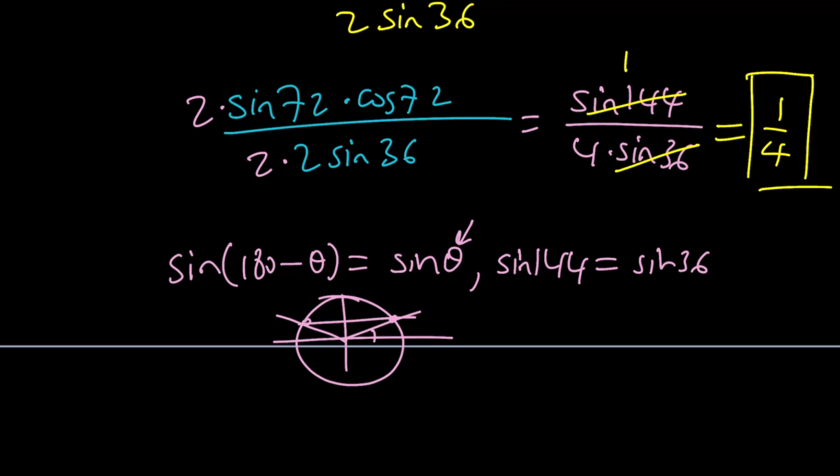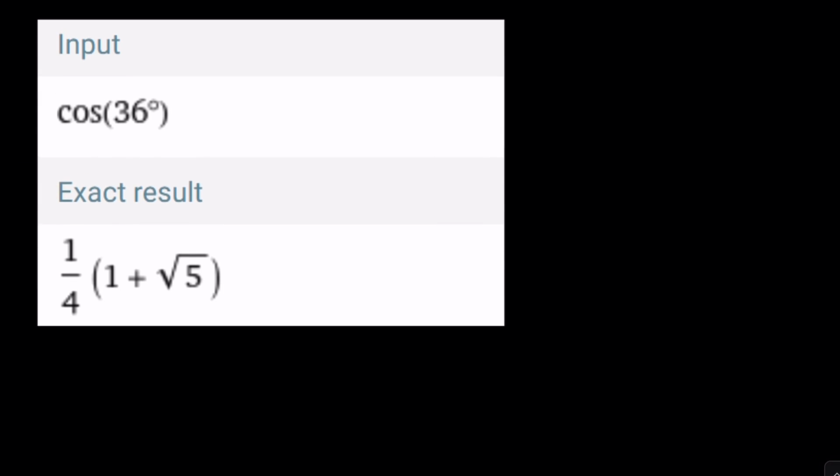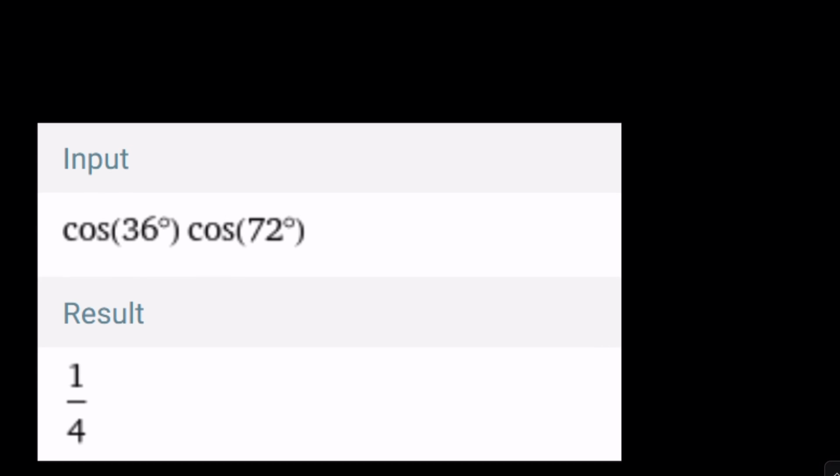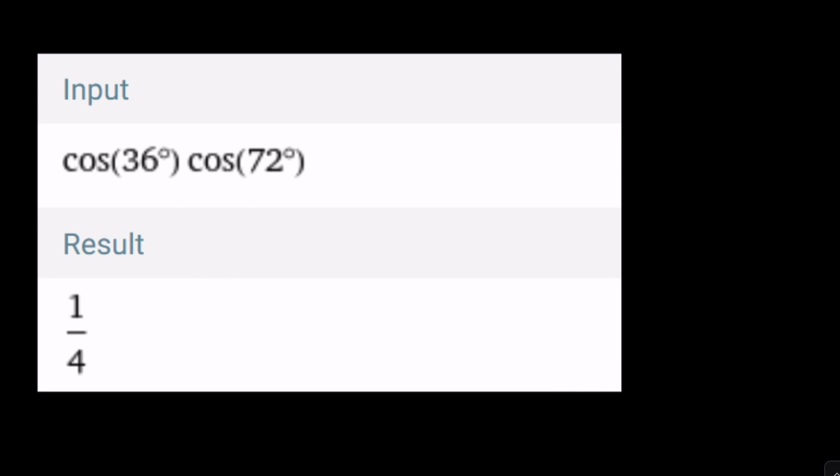And of course, let's go ahead and take a look at a couple of results real quick. Cosine 36 from Desmos, Wolfram Alpha, never mind. And cosine 72, and their product is 1/4, as we found it twice.